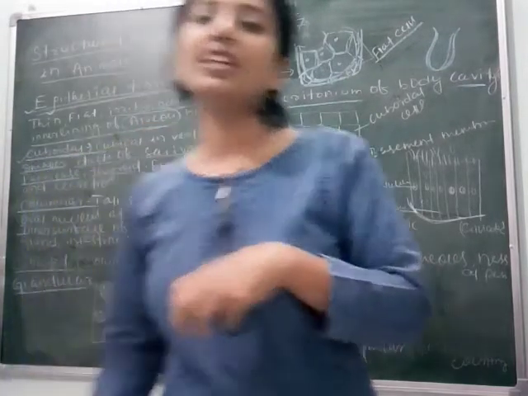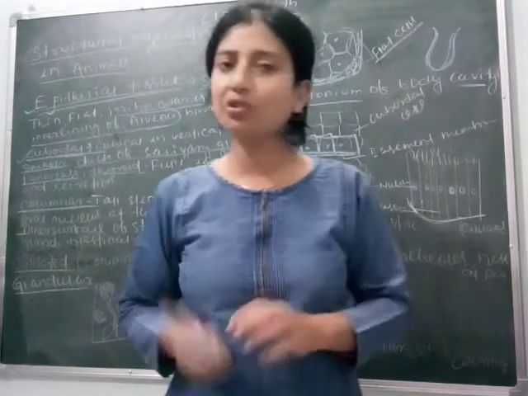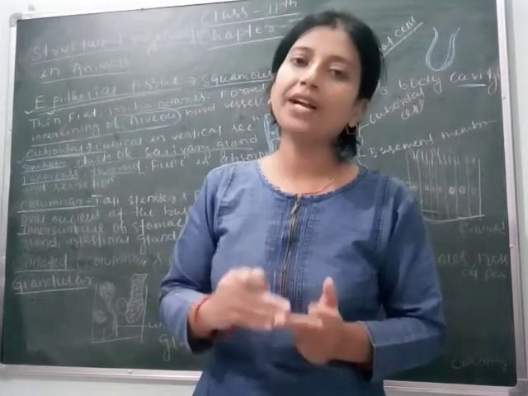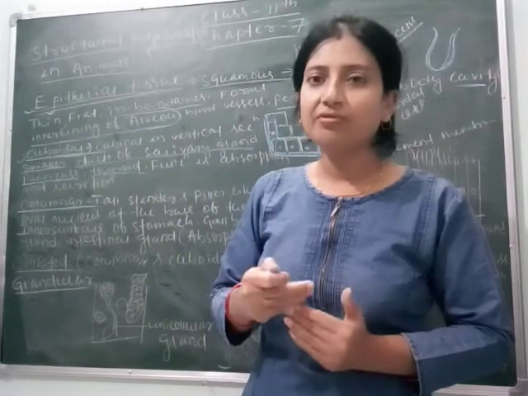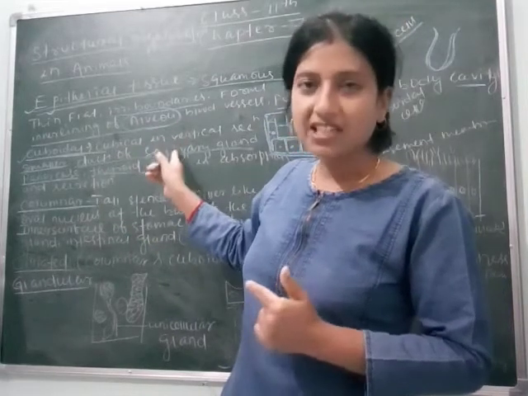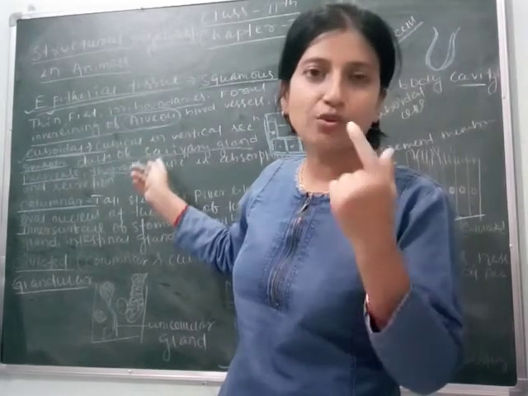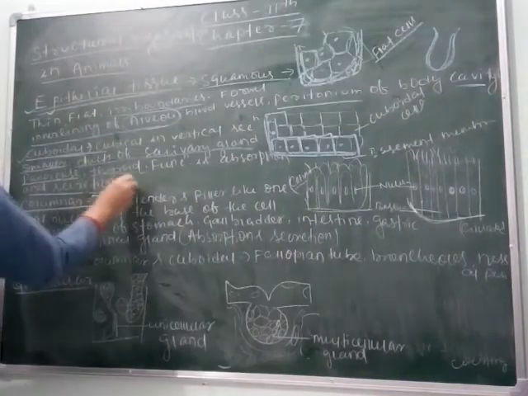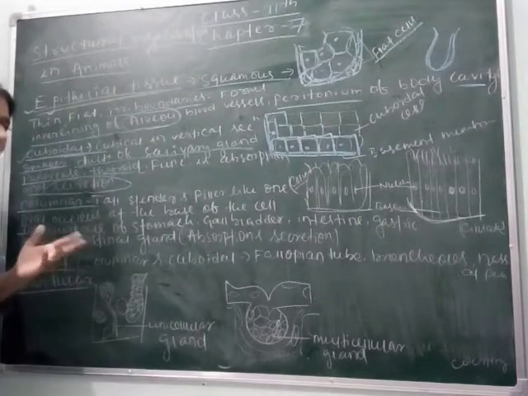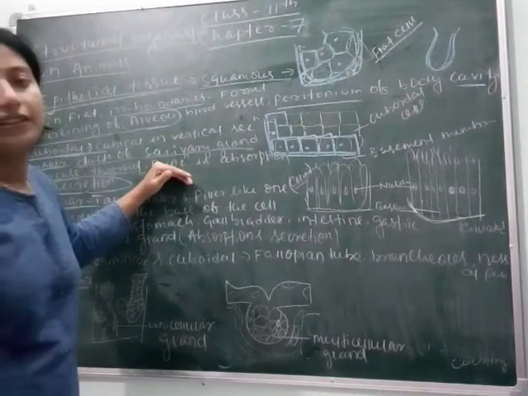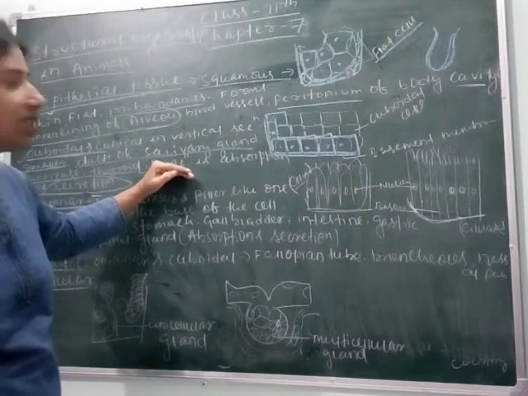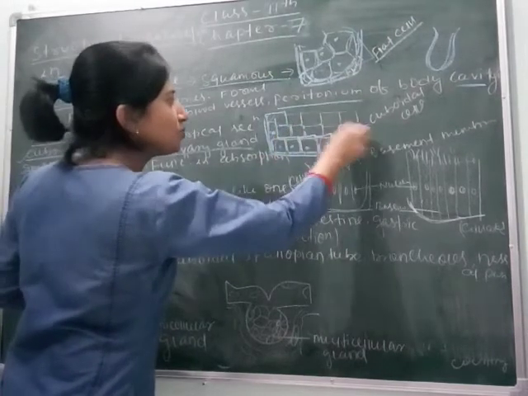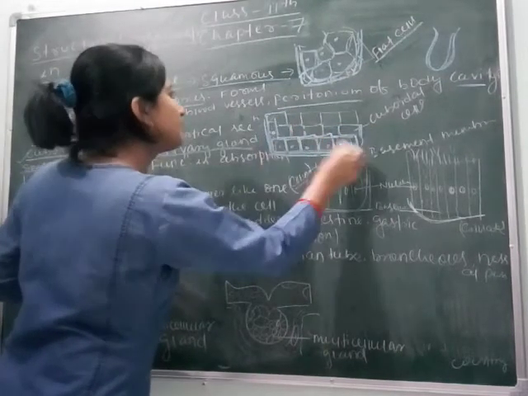Its main function is absorption and secretion. As we know, the function of ducts and glands is to secrete and absorb, and cuboidal tissue makes these ducts and glands, so its main function is secretion and absorption. Clear? What type of secretion? Secretion of enzymes and hormones. They help in the making of ducts and glands. Here see the diagram. These are cuboidal cells, cube-shaped structures, and this part is the basement membrane.